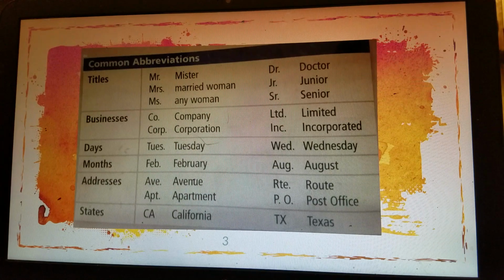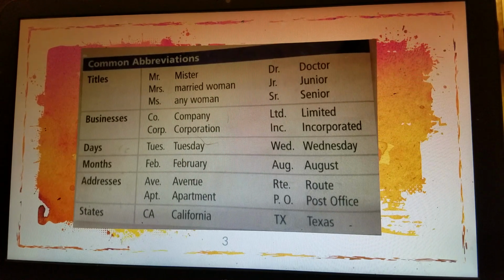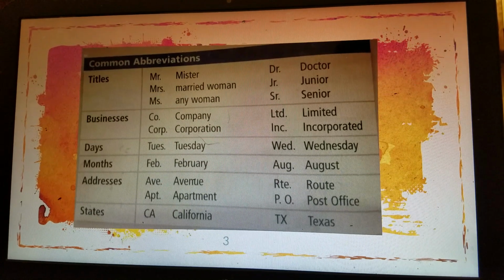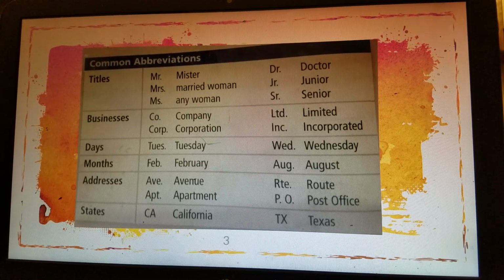Address: avenue, apartment, route, and post office. Pay attention. Post office has two letters, P period O period. The states are written or abbreviated with two capital letters for each state. We have the example here, California, CA with two capital letters, and Texas, TX with two capital letters.